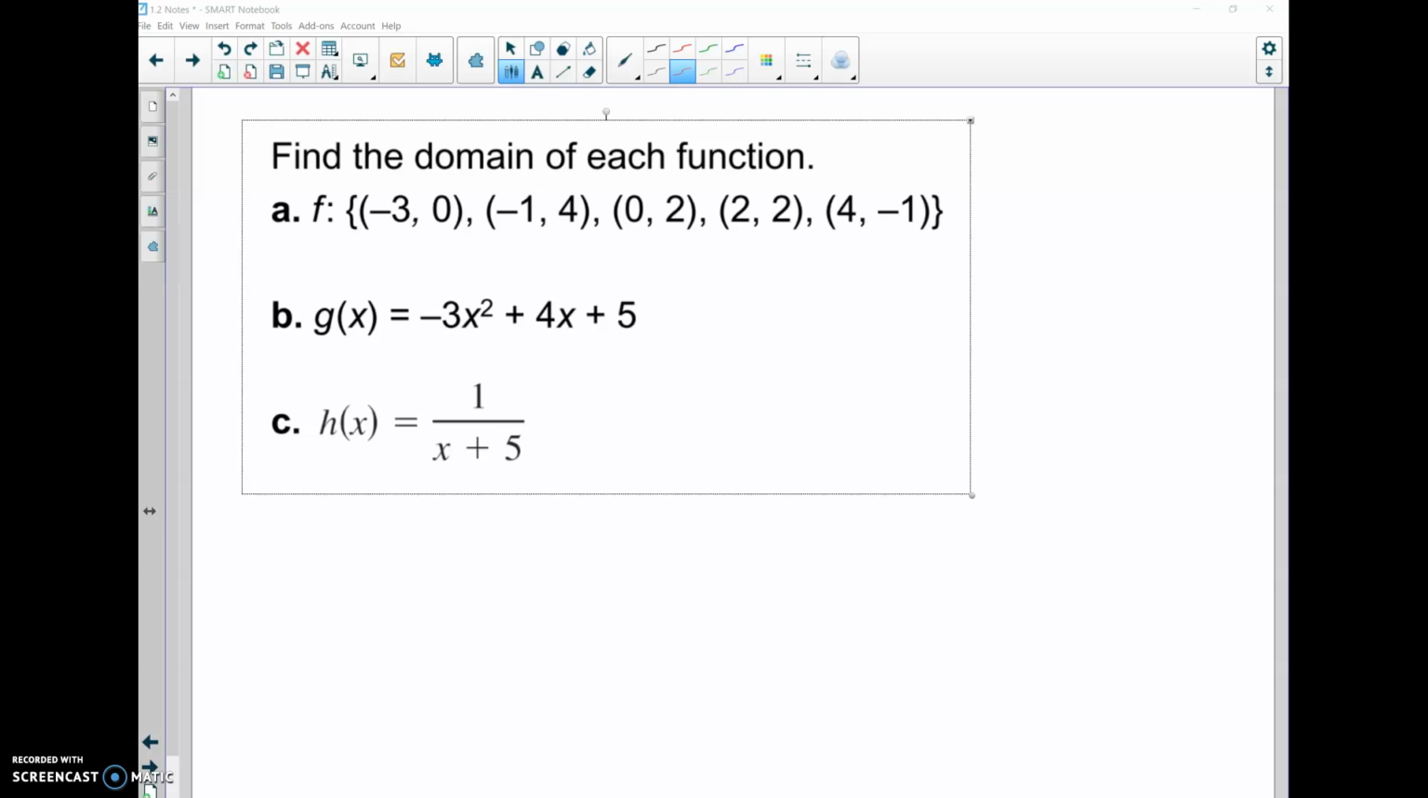Take a few minutes here. This one here is a function with just specific 5 points. This one here is a quadratic, and this one here is the rational function with a variable on the bottom. Go ahead and take a few minutes and solve what the domain would be for each of these 3 functions.